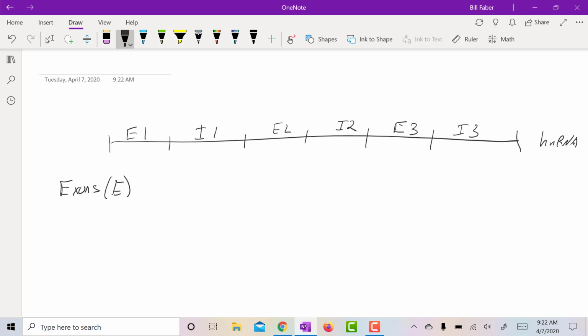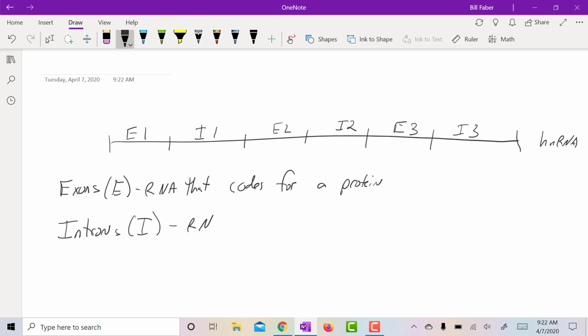And we know that this is RNA that codes for a protein, or it will code for a protein. And then we have what are called introns, and this is RNA segments that do not code for a protein. So how do we get this into a situation where we can make a protein from it? That's through what we call splicing.